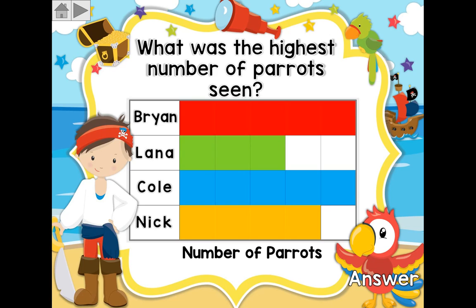What was the highest number of parrots seen? That means what was the biggest number that we saw in our bar graph? I'm just labeling really quickly for you. Now look at the numbers. Which number is the greatest? Is it 5, 3, or 4? Yes, if you said 5, you are correct. 5 is the largest number of parrots that were seen.